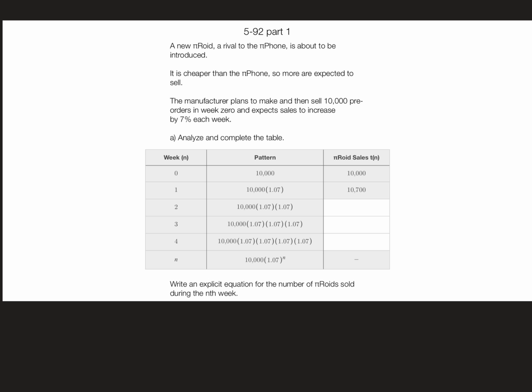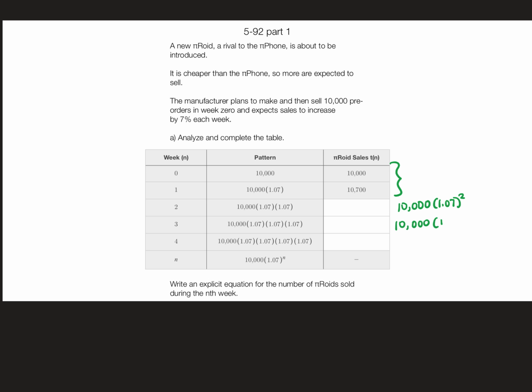So the table is partially filled in. We've already got the first couple Pyroid T sub n or T of n data points. And then we have really just some calculations that need to be done. If you would prefer, you could do 10,000 times 1.07 squared to find this calculation. Instead of multiplying by 1.07 twice, you could just do 1.07 squared. Here you could do 10,000.